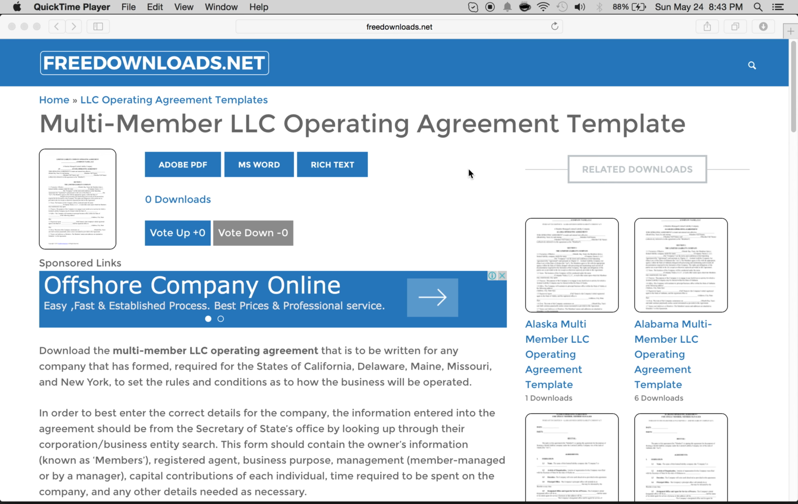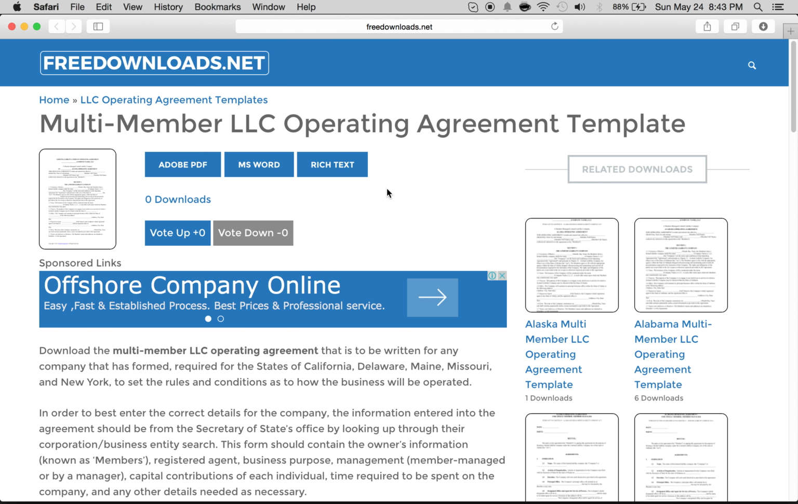Hi, we're going to show you how to write a free multi-member LLC operating agreement. And what is an LLC operating agreement? It's basically a form that is used with every LLC that is formed in every state to identify how much ownership is in each LLC by which members. Members are known as the owners.